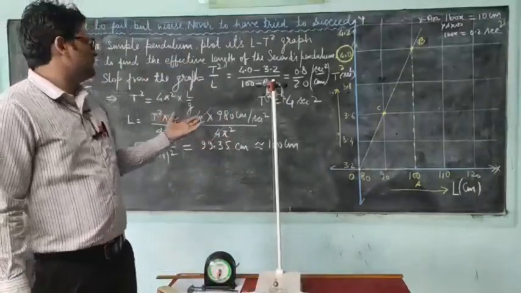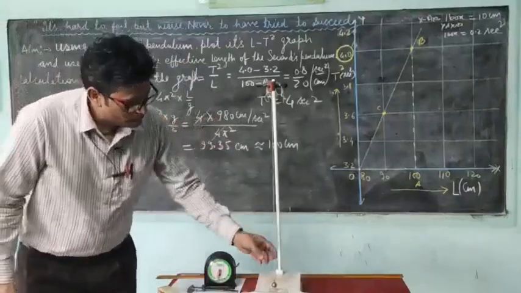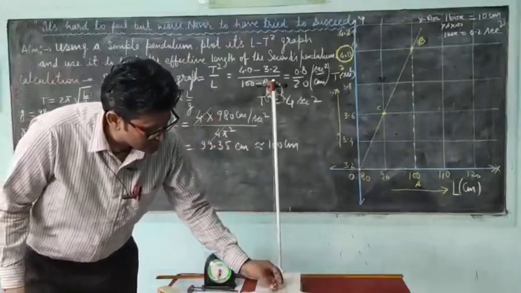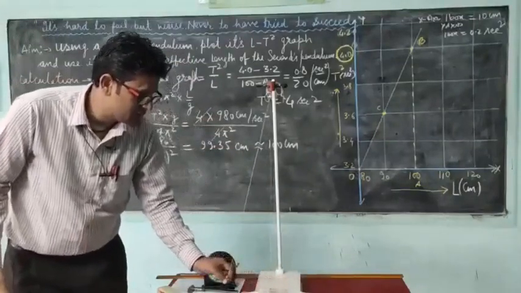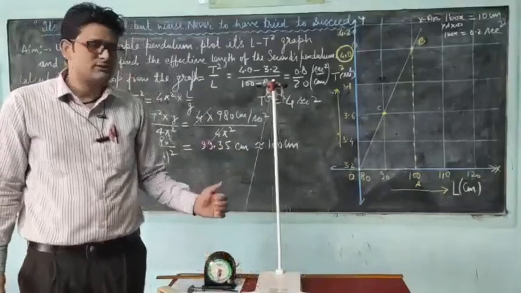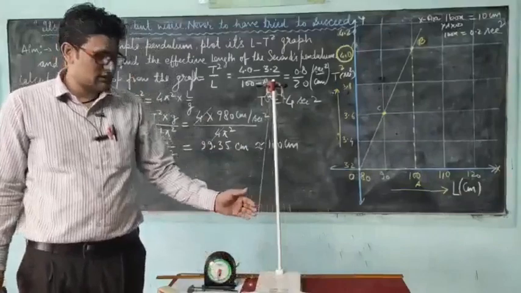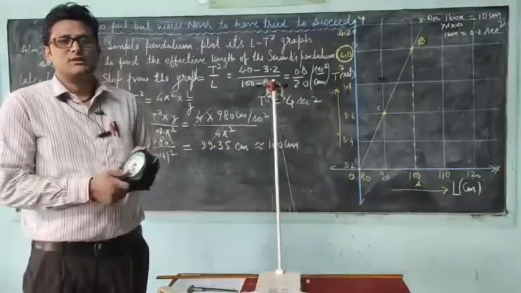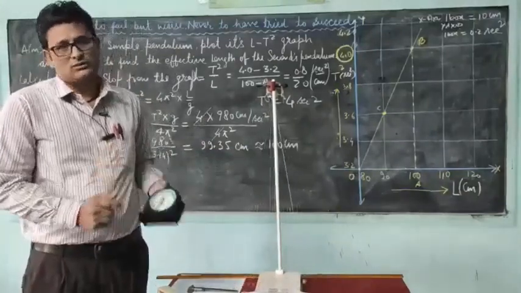When we displace the bob from the mean position from here to here, first we leave 2 to 3 oscillations. Afterwards we can start taking the reading from the stop clock.